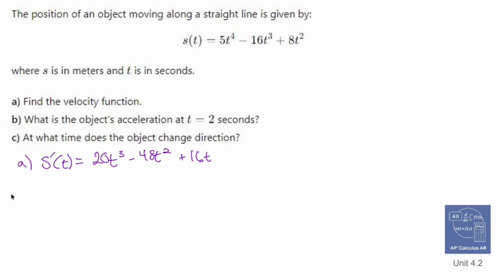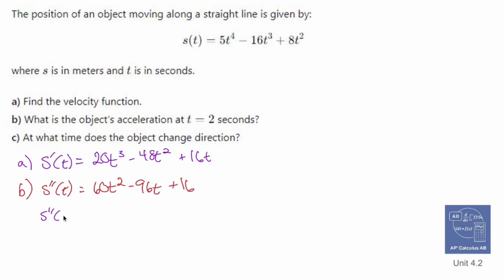B is what is the object's acceleration at t equals 2 seconds? Well, the acceleration function is you taking the derivative of the velocity function. And so I need to do that and then plug in 2. So s double prime of t is going to be power rule, power rule, power rule. Drop down the 3, 60t squared. Drop down the 2, 96 regular t. Get rid of the t, 16. Now I'm going to plug in 2 into that equation right there.